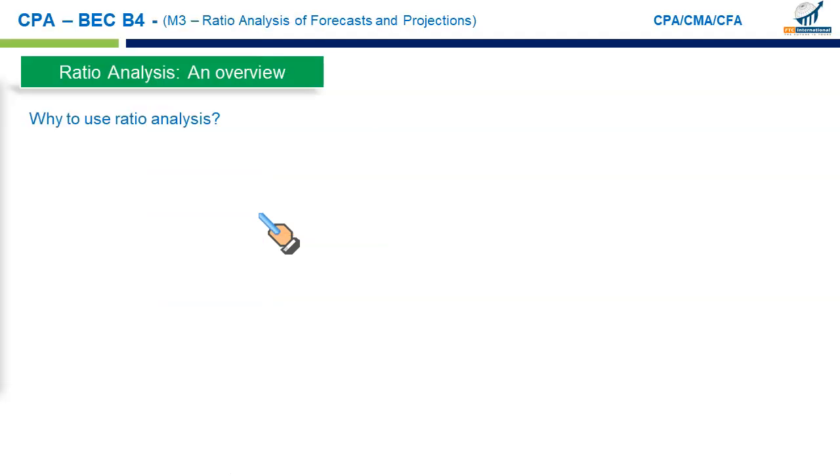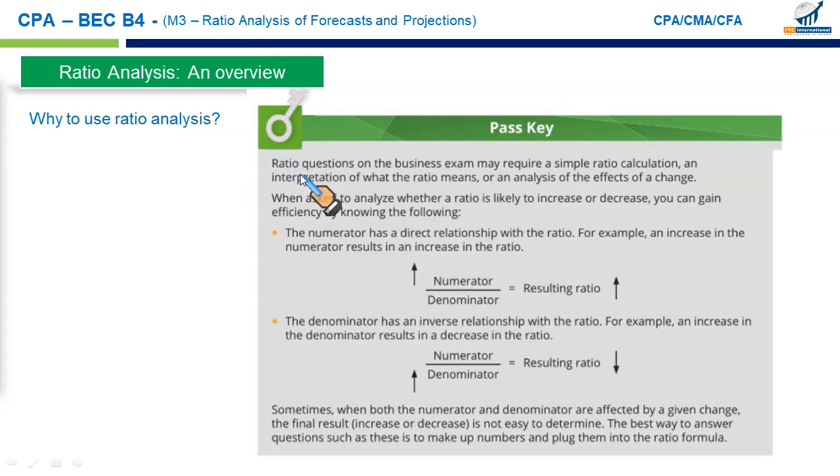Why do we use ratio analysis? We use ratios to evaluate companies' performance, past performance, the current performance, and we can use the ratios for future projections, for future forecasts also. So we have done most of the ratios, as I just told you a little while ago. This is an important concept which we discussed earlier, but let us just revisit it.